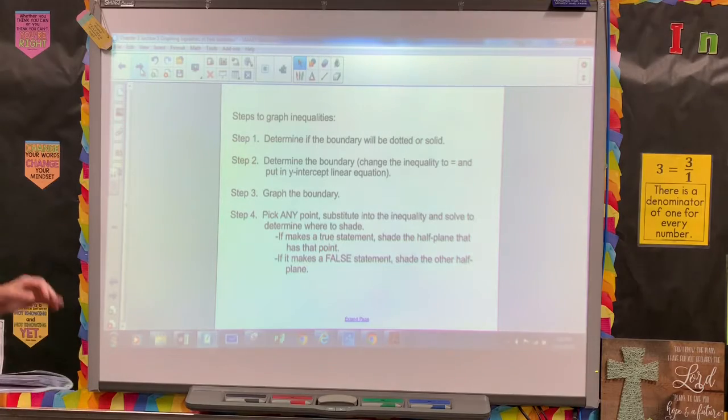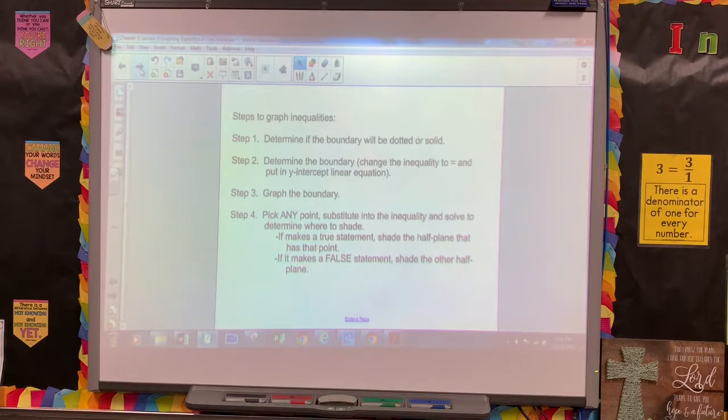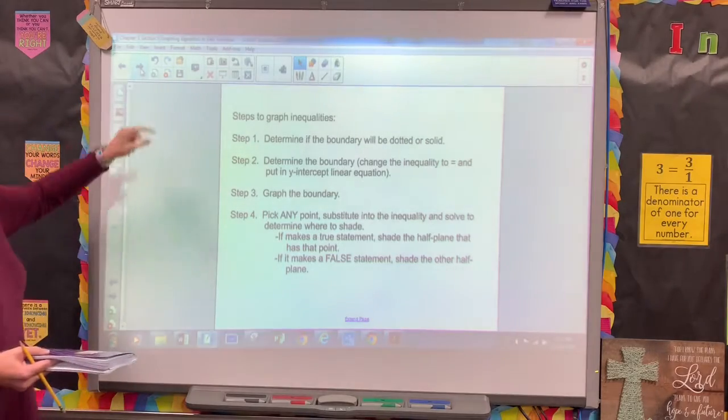And then finally pick any point on either one of the half planes, substitute it in. If it makes a true statement, you shade the half plane that has that point. If it's a false statement, you shade the other half plane. And of course, 0, 0 is always the easiest. But if your boundary goes through 0, 0, choose another easy point, like 1, 1. It doesn't matter what point you choose, it's just letting you know what side's going to be shaded.